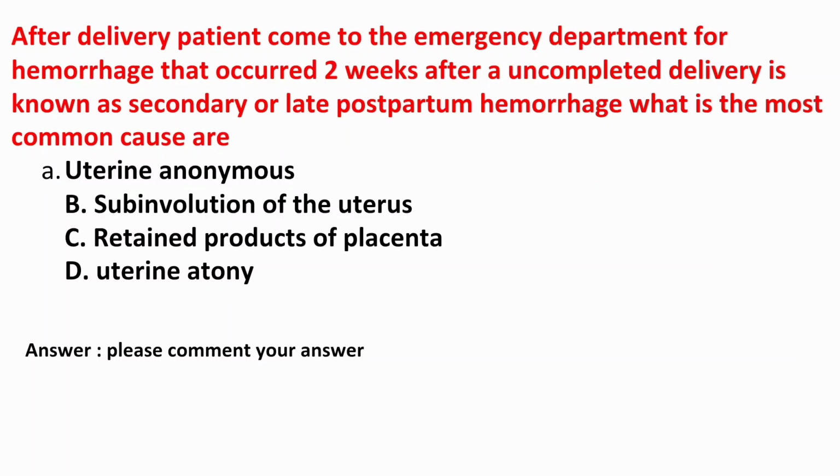After delivery, a patient comes to the emergency department for hemorrhage that occurred 2 weeks after delivery, known as secondary or late postpartum hemorrhage. What is the most common cause? A. Uterine anomaly. B. Subinvolution of the uterus. C. Retained products of placenta. D. Uterine atony. Answer: Please comment your answer.